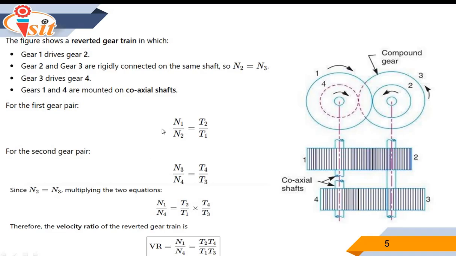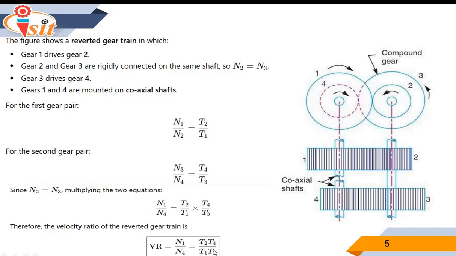If we multiply these two equations of first gear and second gear, we get the velocity ratio, that is N1 upon N4 is equal to T2 upon T1 multiplied by T4 upon T3. And here there is a speed, therefore the velocity ratio of this reverted gear train is equal to N1 upon N4 is equal to T2 multiplied by T4 divided by T1 multiplied by T3.